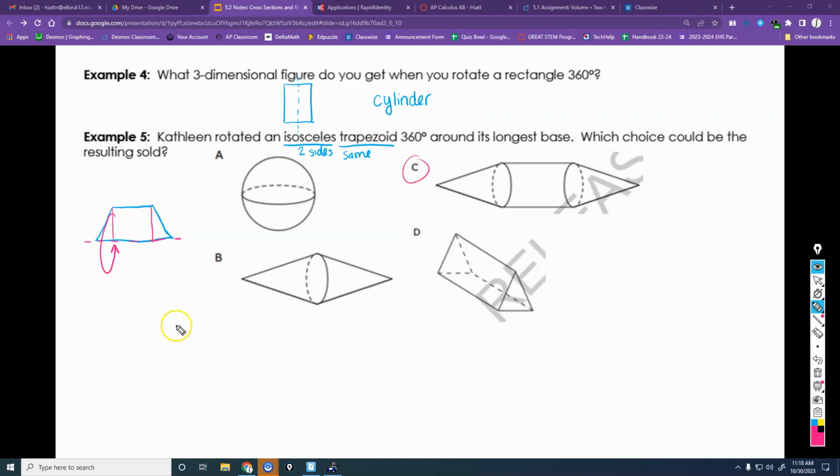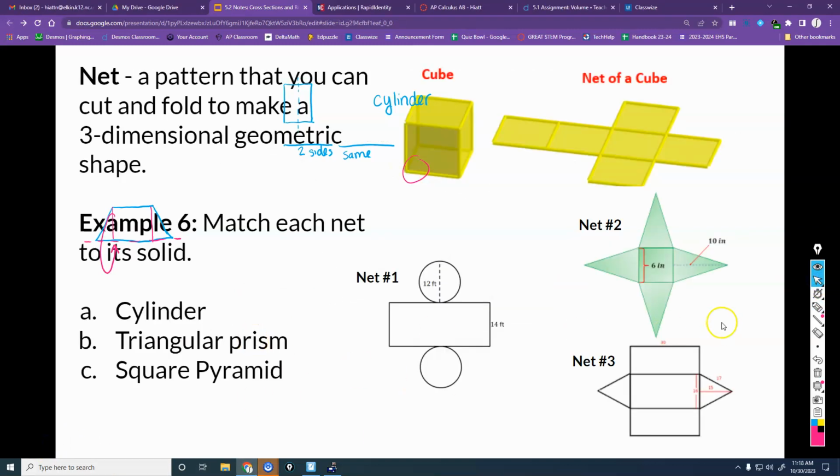All right, one last thing. The last thing is a net. This is just like a pattern where you could fold it up. So I've got 3 different nets right here. Which one of these nets is a cylinder? Number 1. Okay, which one is a triangular prism? It is 3. The prisms have rectangles as their sides, okay? And that means net 2 is your square pyramid.